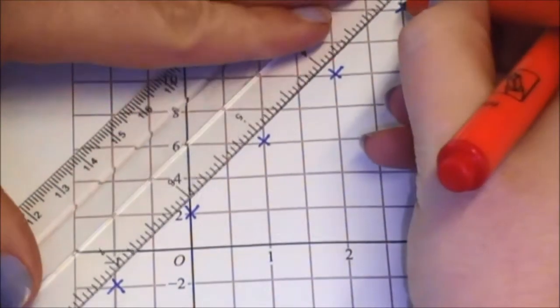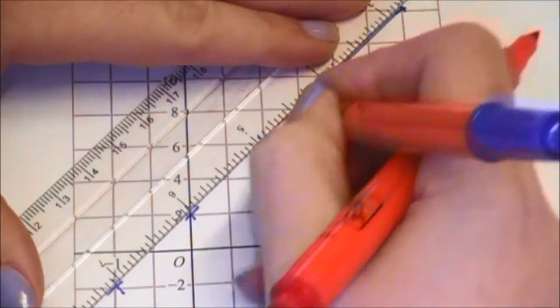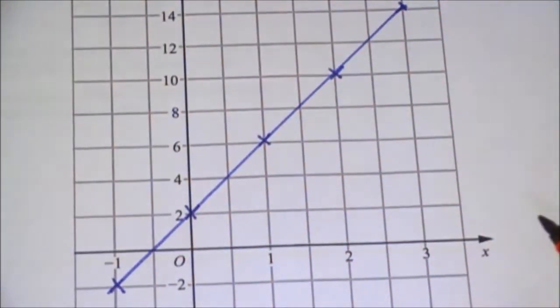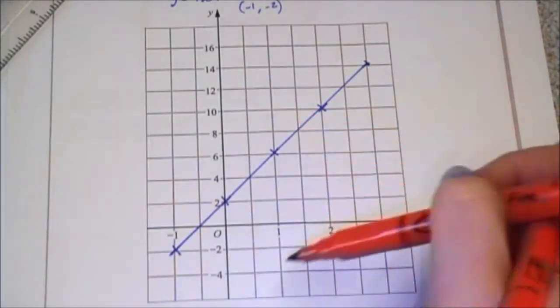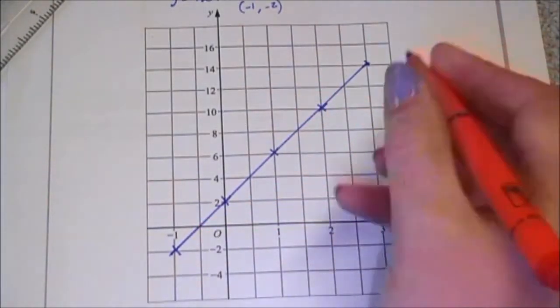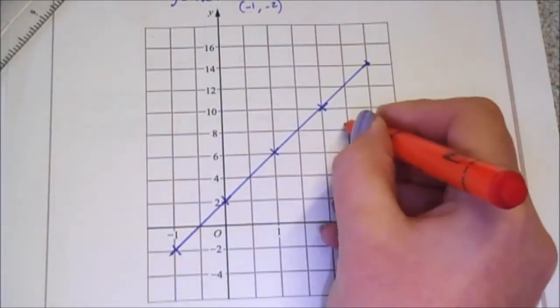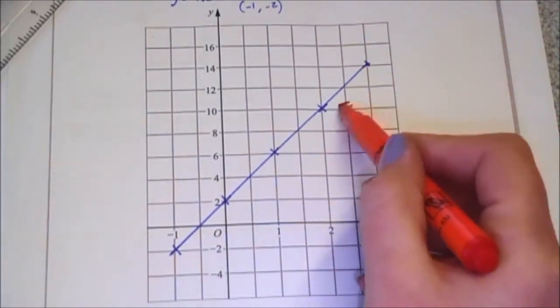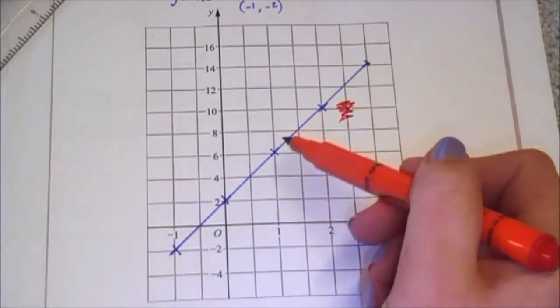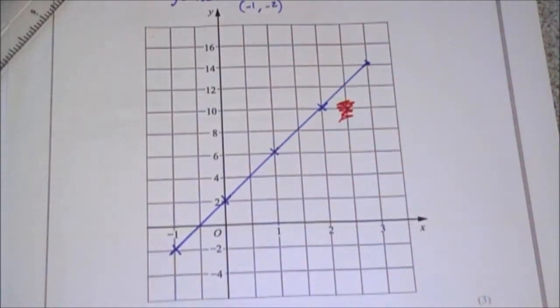And at this point, it's quite valuable to use this as a way of checking your work. Because if you've drawn your straight line and you can see that any of your points are not on the line, so if, for example, I had a point that was there for some reason, I can very clearly see that is wrong and I can read the value off the line.